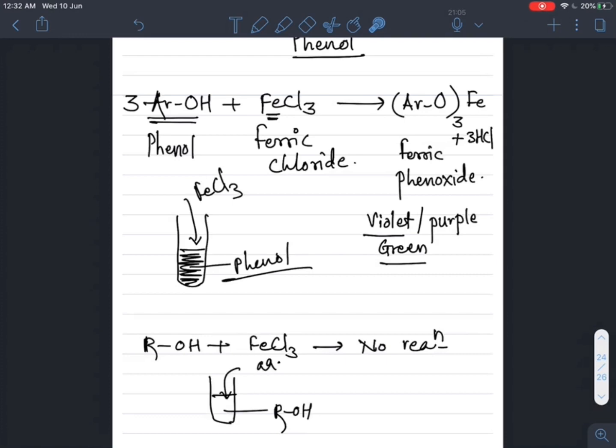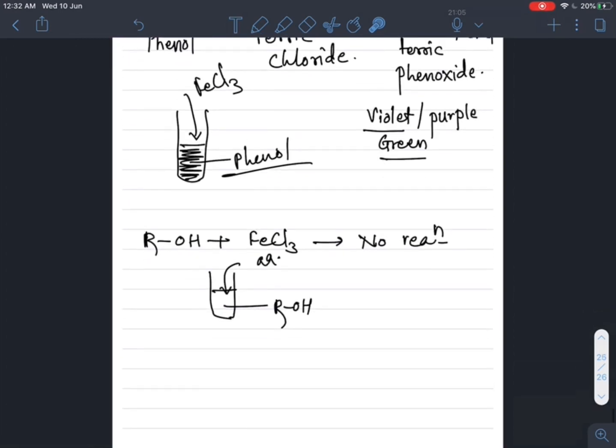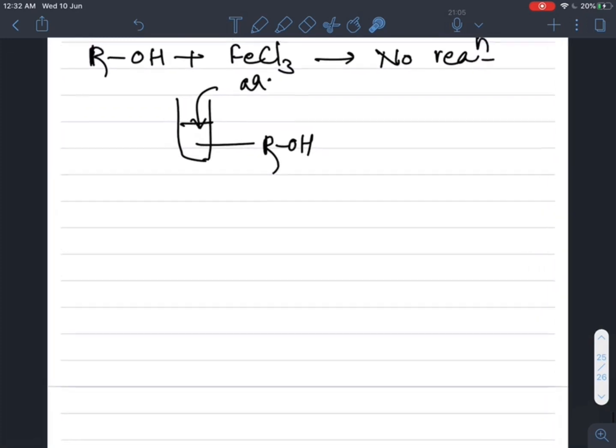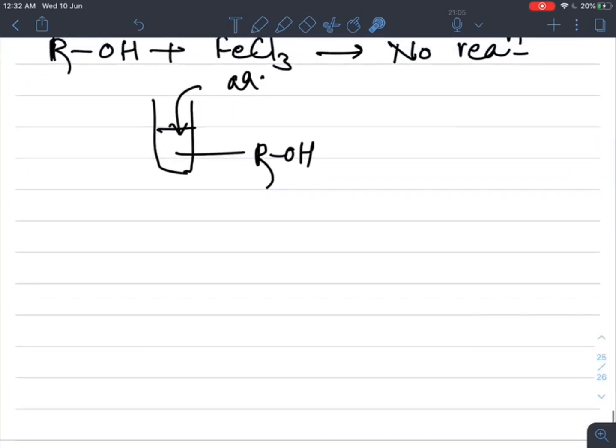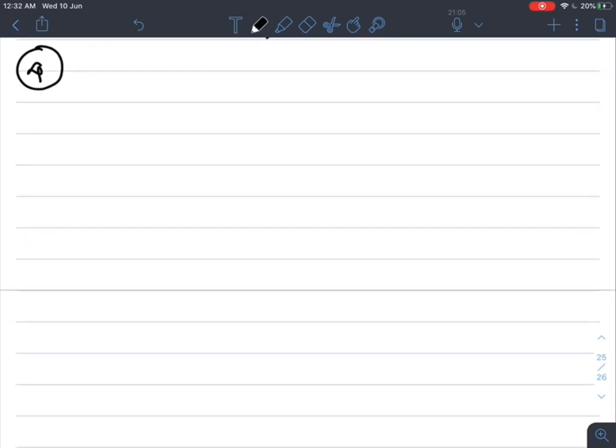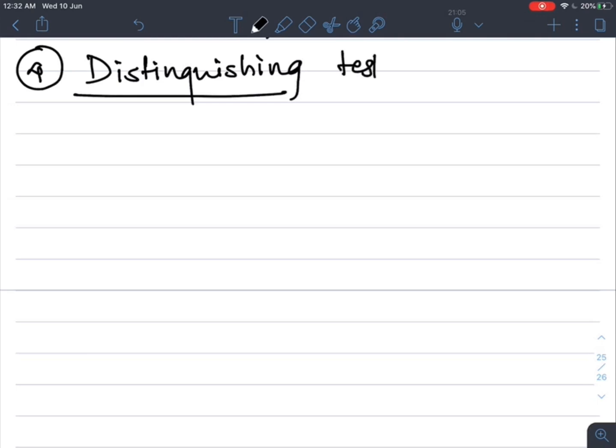One more test is there for the detection of alcohol and phenol, or the distinguishing test for the alcohols, that is, in the laboratory we can use the Lucas reagent test, which is used as a distinguishing test for alcohols.